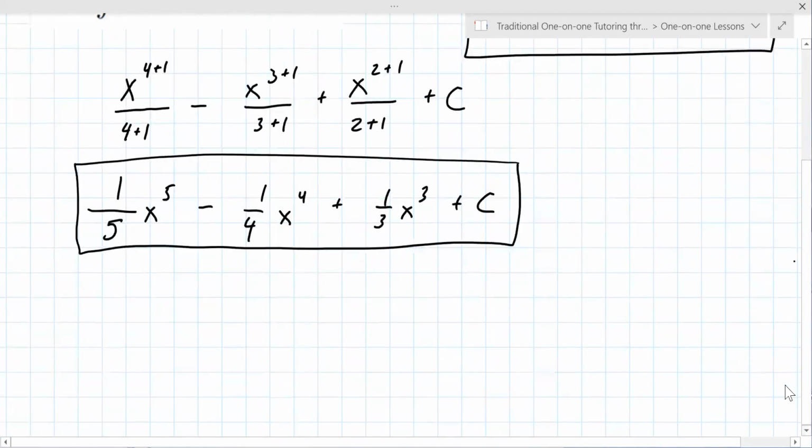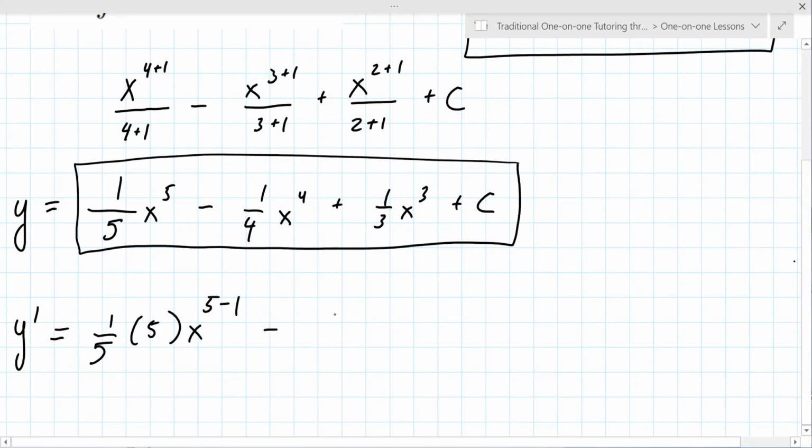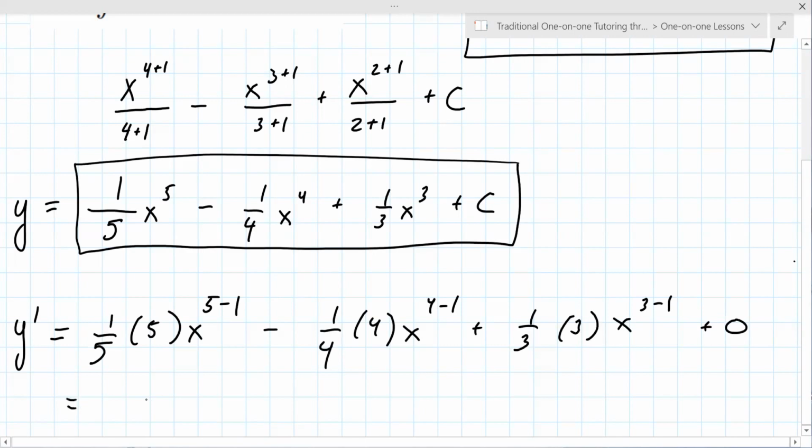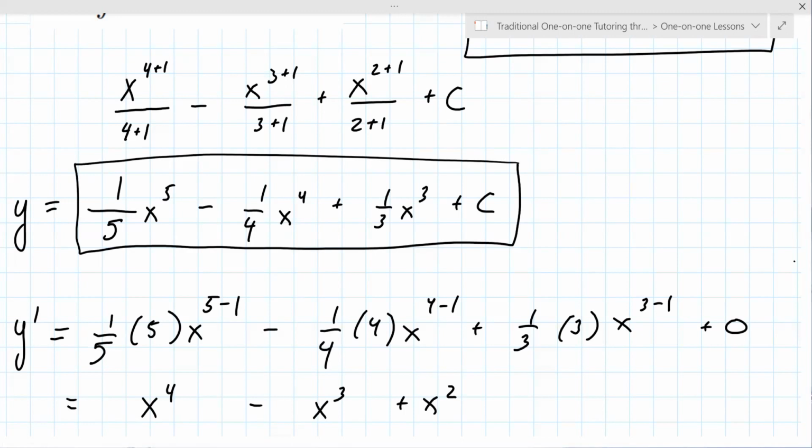Now we also talked about the idea that if this is y equals here, and you take the derivative of this, you get back to the original. And so that's just something to keep in mind. The derivative of a constant is 0. So when you simplify this, you get x to the 4th minus x to the 3rd plus x squared. And that's what we started with. You don't have to do that ever, but that is totally reasonable here.